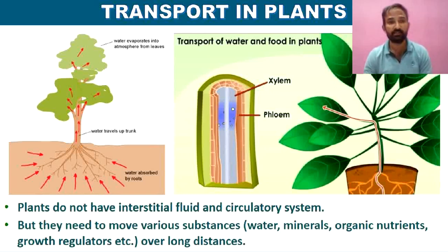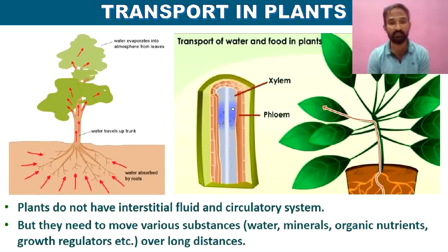For example, in the human body, a special circulatory system is present. That circulatory system can transport the blood or whatever liquid substances from one place to another place. But plants do not have any interstitial fluid and no circulatory system, but they need to move various substances, like water, minerals, organic nutrients, growth regulators, etc., from the root system to the shoot system, or shoot system to the stem system. Sometimes from the leaf system to the shoot and shoot to the root also.